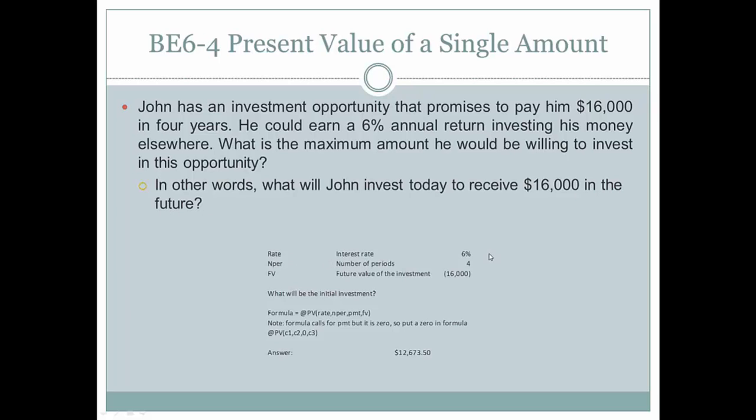So here we have the interest rate, the number of periods, and the future value. So what will the initial investment be? The $16,000 is what he's going to get in the future. So the formula is, and remember in Excel to put in the @ sign, at present value, rate, number of periods, payment, future value. Payment is 0, so it's present value, cell C1, cell C2, which is 4, the 0, and then cell C3, which is the $16,000, and this will be the answer.